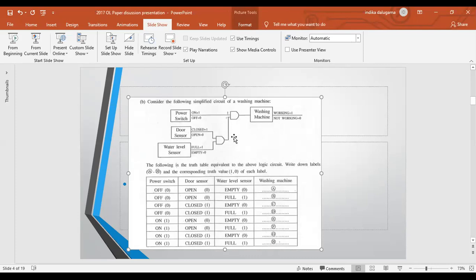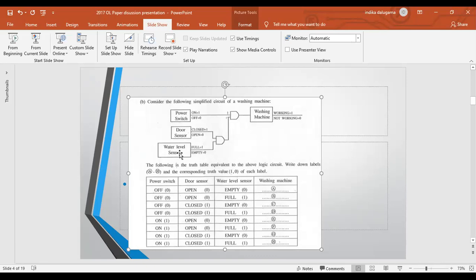These are AND gates. Power switch on, the signal is 1. Off, the signal is 0. There is a door sensor and a water level. You have noticed at your home, to switch on the washing machine, current should always be there. So the power switch on. Door sensor, always the door should be closed, and here the water level should be full. Only then will the washing machine be working.